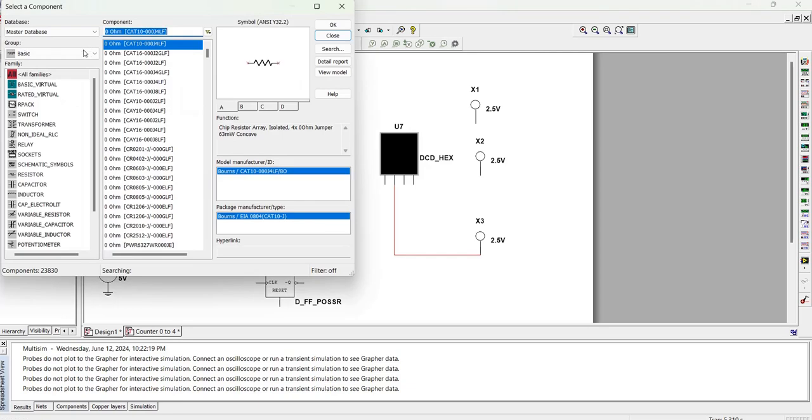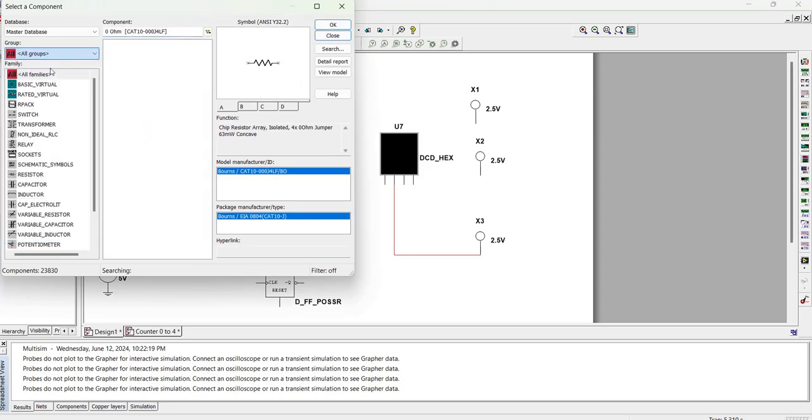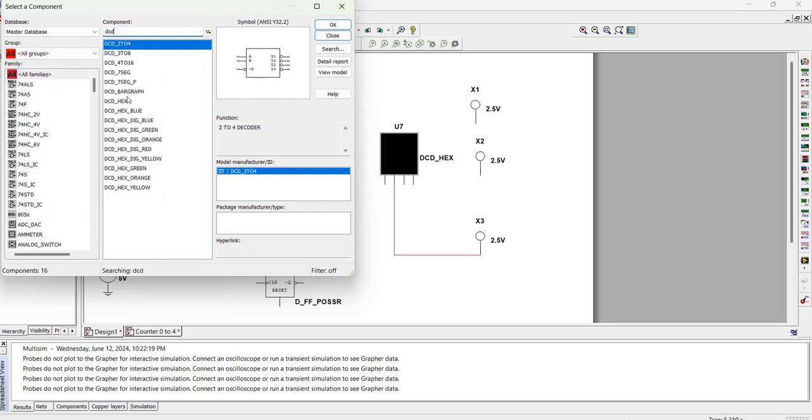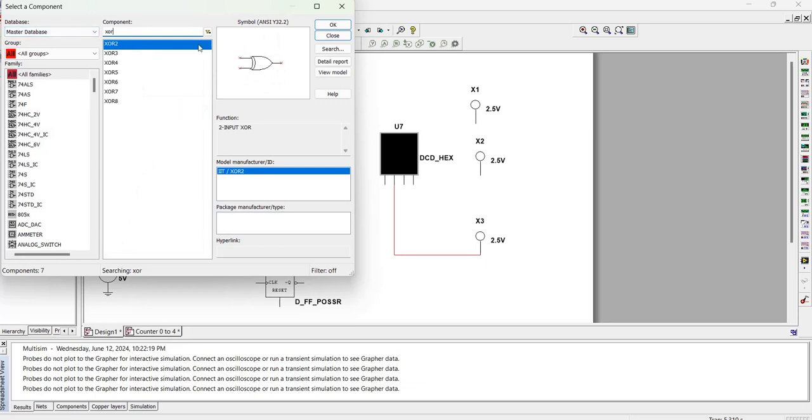Then I go back and look for the DCD hex. DCD hex is there, I take it. Then I need to look for the XOR gate that requires two inputs. I take it. I also need the AND gate for two inputs, I take it. For three inputs, I also take it.